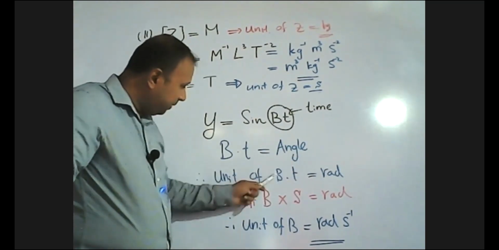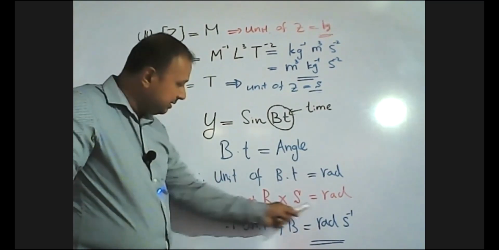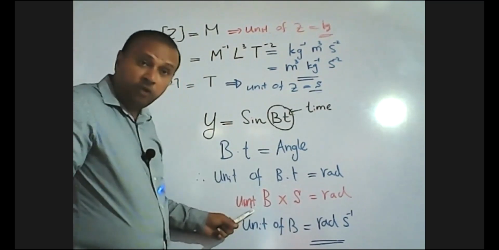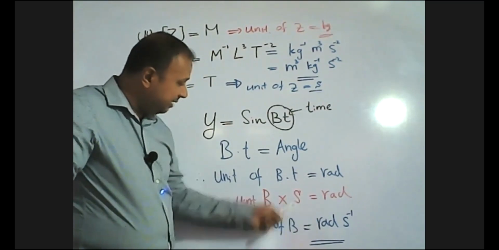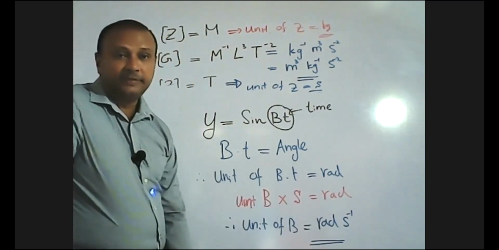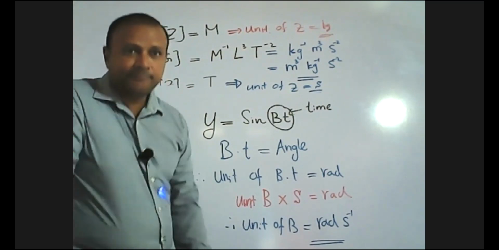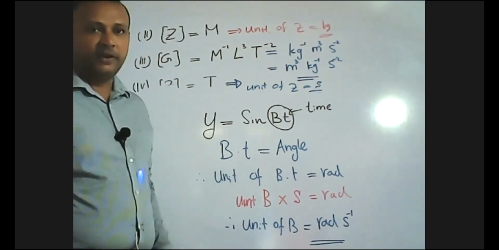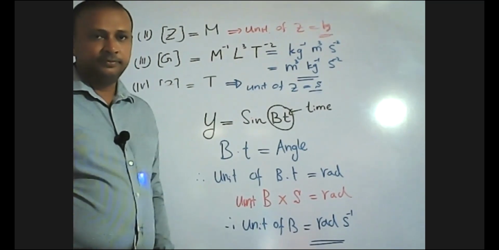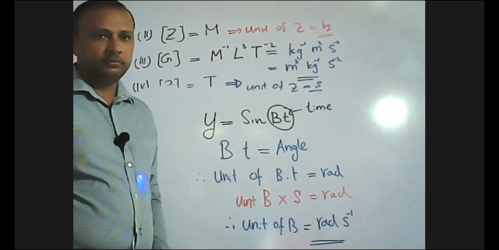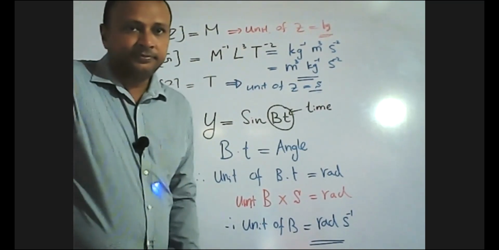So unit of B into unit of T, and the unit of T means time, is equal to radian. Now you can subject the unit of B. So it is equal to radian per second. Do you understand? Everyone? Good. Others? Okay.